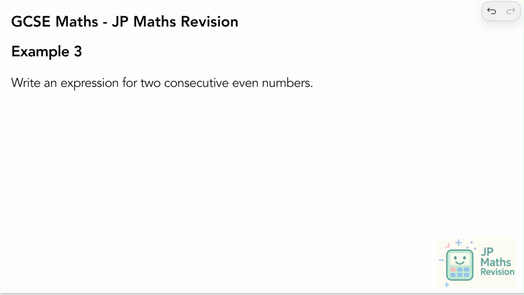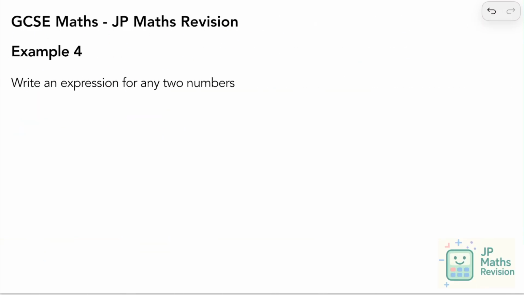Here's another example. So we need to write an expression for 2 consecutive even numbers. So in a previous example, I expressed an even number as 2n. So the next even number along is going to be 2n plus 2, because for 2 consecutive even numbers, for example, we could have 4 and 6, or 10 and 12, or 14 and 16. So if I'm at one even number, to get the next even number, I just add 2. So it's going to be 2n and 2n plus 2.